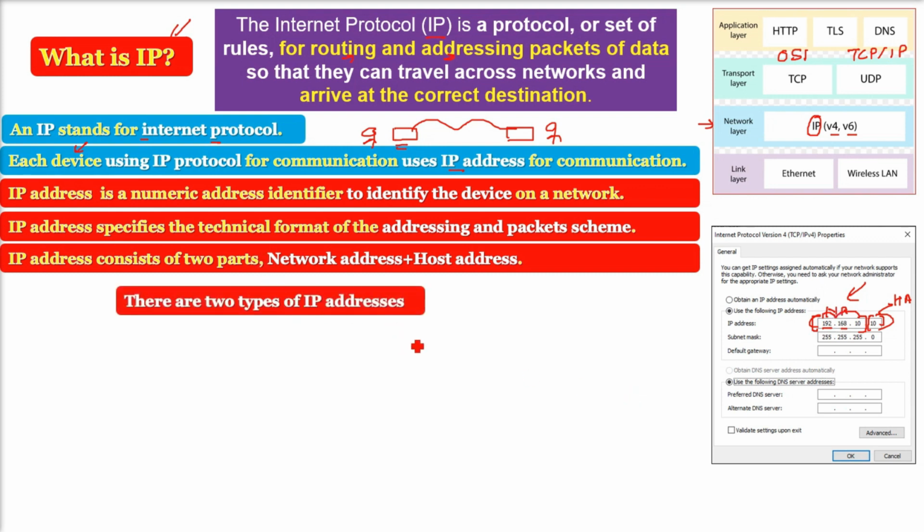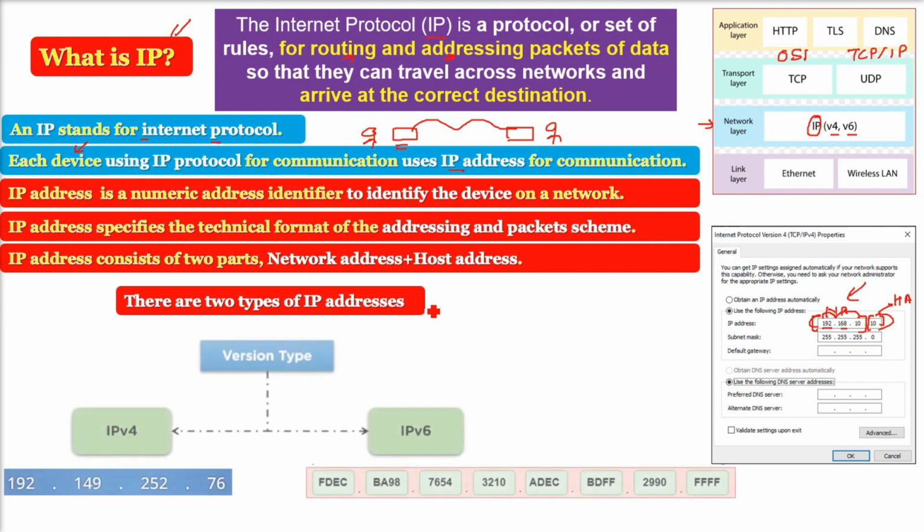We have already discussed there are two types of IP addresses: IP version 4 and IP version 6. IP stands for Internet Protocol only. So this is how the numbers, or you can say alphanumeric numbers, will be seen.